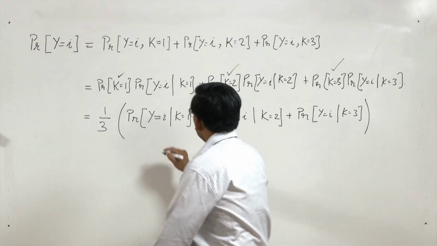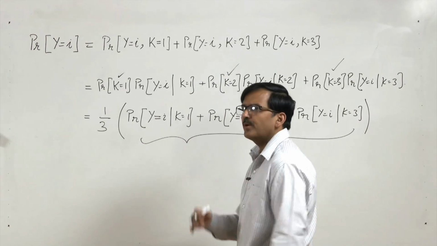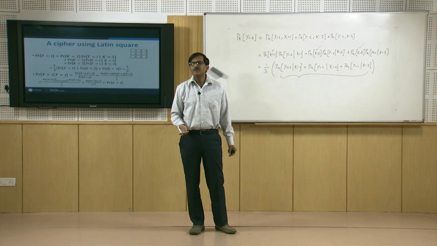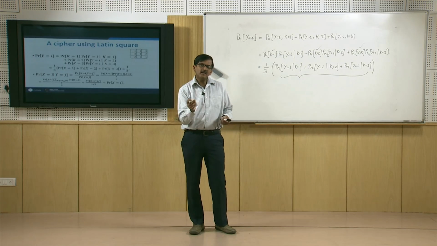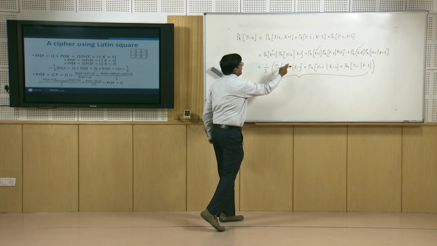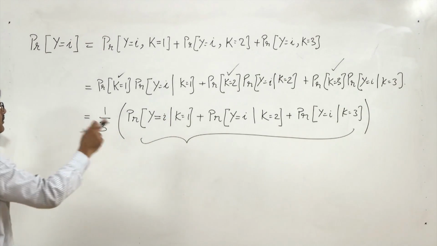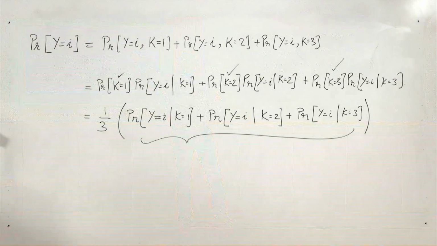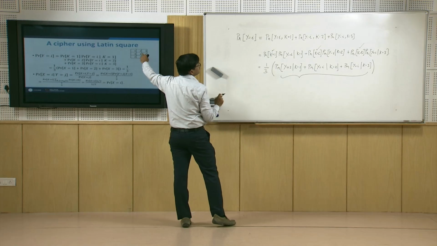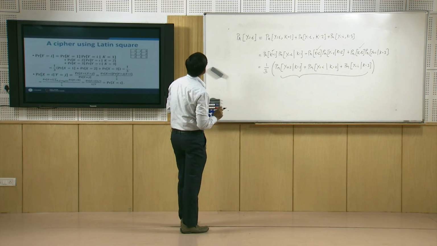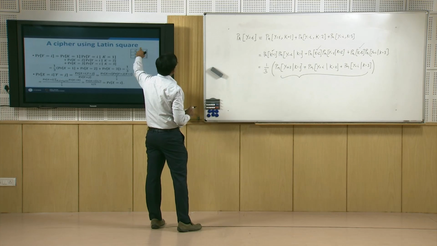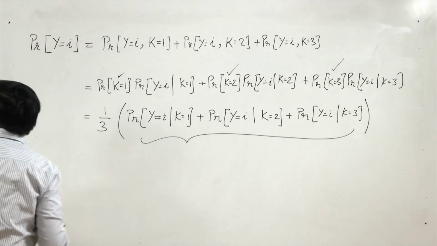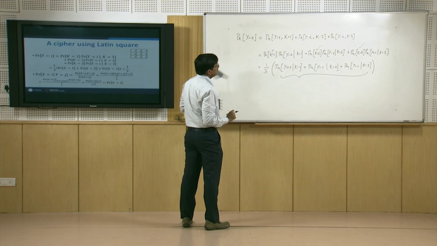What I claim here is that this sum will be the same for all values of i. We have only 3 values of i. What I will ask you is to do this on your own and check that if you put y equal to 1, the probability that y equal to 1 given k equal to 1 is the probability that x equal to 1, the probability of y equal to 1 given k equal to 2 is going to be the probability that x equal to 2, and the probability of y equal to 1 given k equal to 3 is going to be the probability that x equal to 3.